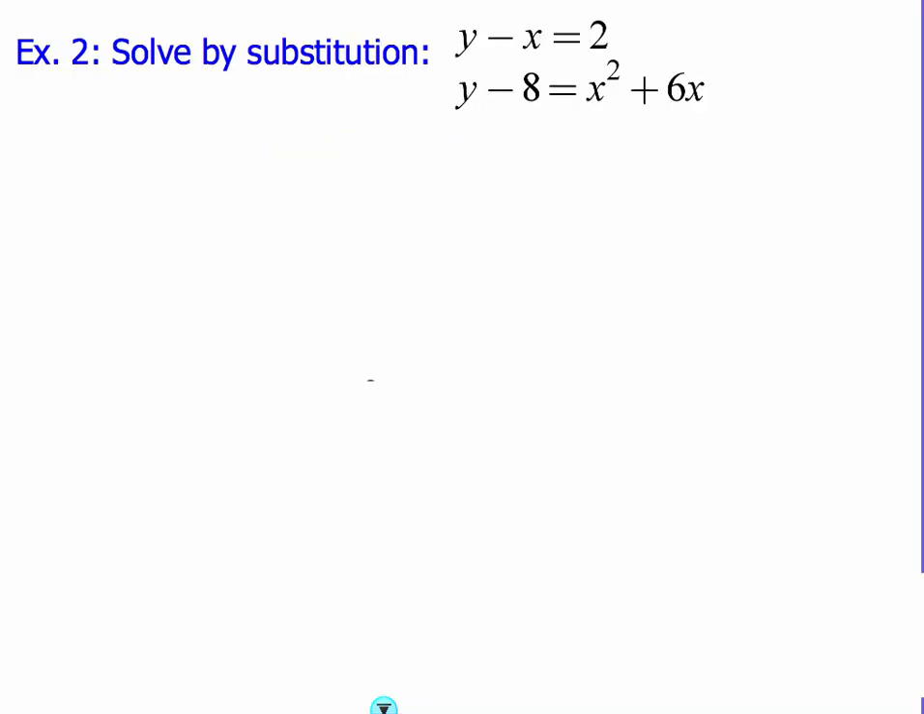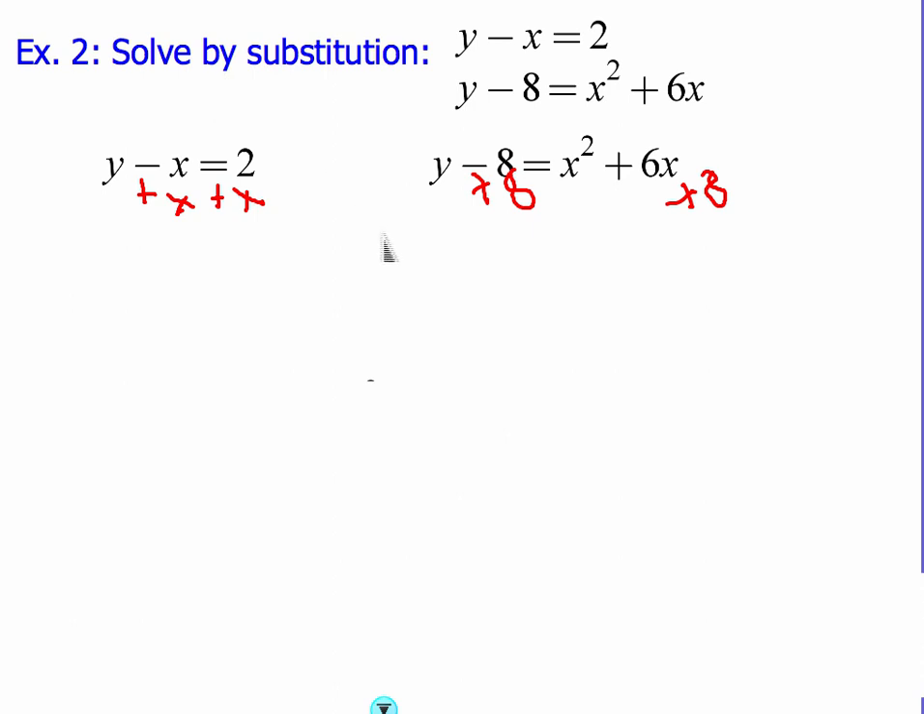So here's our first example. I've got y minus x equals 2, and y minus 8 equals x squared plus 6x. So I want to take these two equations and get y by itself on both of them. To do that, here I need to add x on both sides. And over here, I'm going to need to add 8 on both sides.